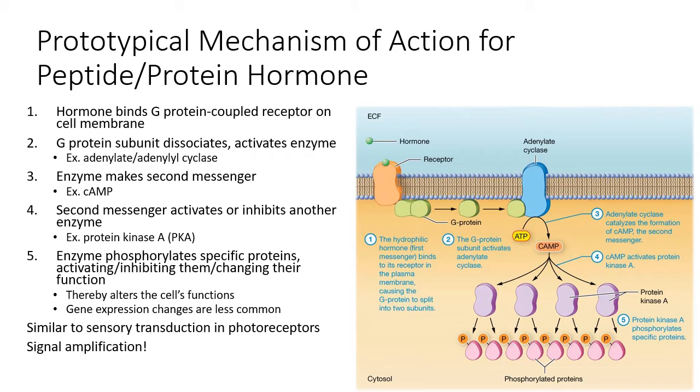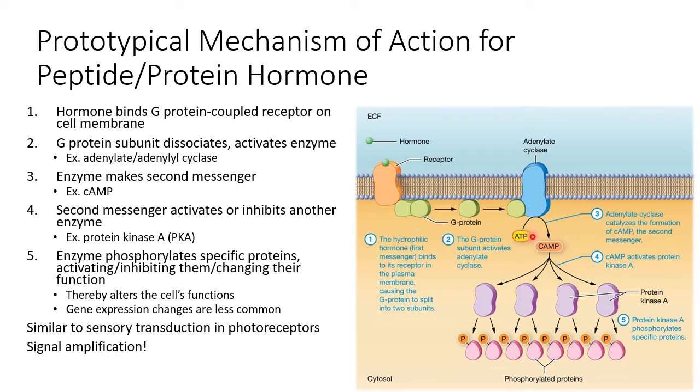So you don't need to know the details of these mechanisms at all, actually, but we'll briefly go over them. So for your peptide or protein hormones, in general, they always bind a receptor on the surface of the cell. And in general, that receptor is a G protein coupled receptor. So when the hormone binds to it, the G protein will detach and go and do something else. A lot of the time, what it does is activate the enzyme adenylate cyclase.